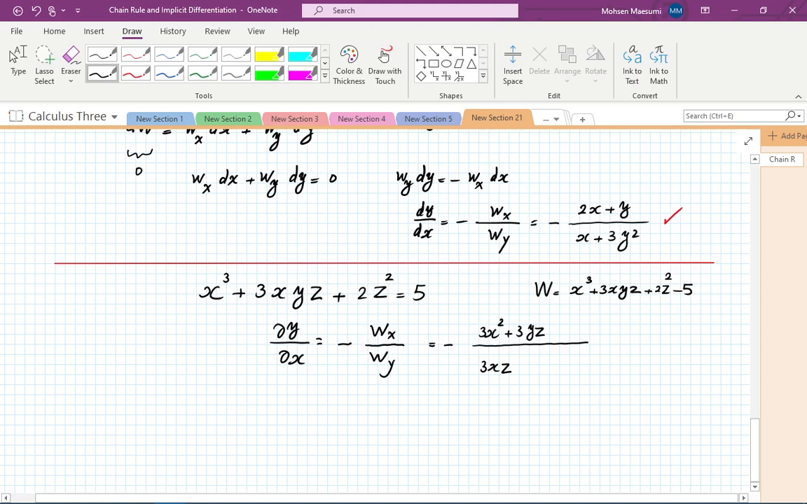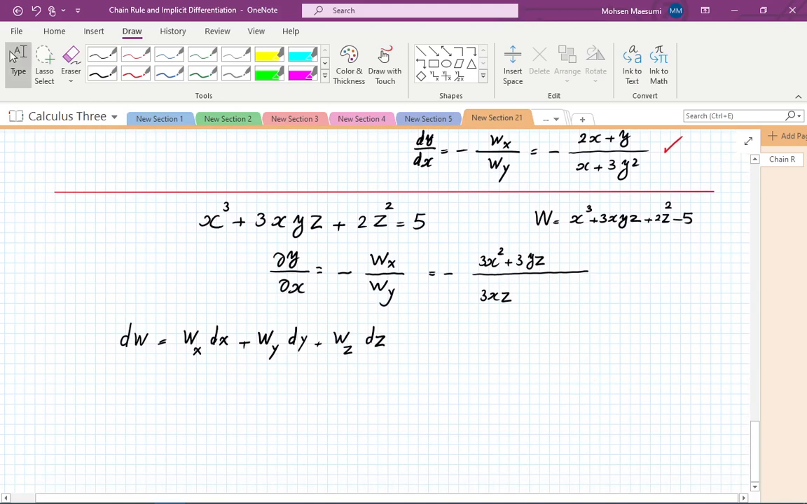Where does this come from? Again, same as the idea of total differential. If I have this function w of x, y, z, and I want to write the total differential of w, it would be partial of w with respect to x, differential of x, partial of w with respect to y, differential of y, plus partial of w with respect to z, differential of z.